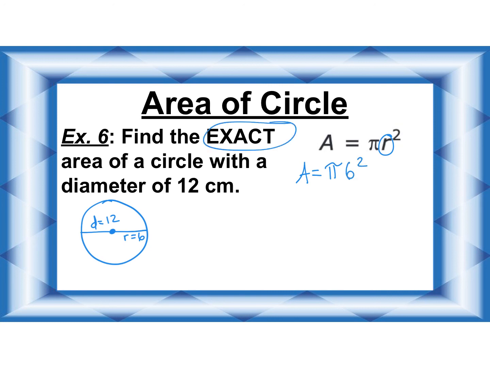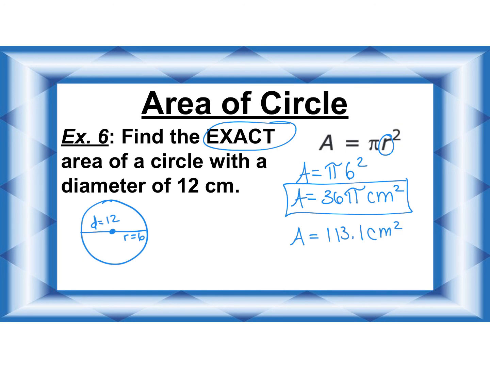Notice I put the word exact in capital letters. If something is exact, it keeps the pi, because pi goes on forever. I don't want to round it. So using pi is exact. So this exact answer is going to be 36 pi centimeters squared. If you're curious what it looks like as a decimal, you could multiply it out on your calculator and you're going to get about 113.1 centimeters squared. So if it doesn't say exact, you can go to the calculator. If it says exact, you're going to stay with the pi.